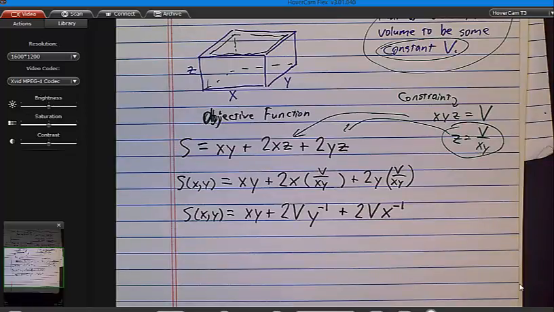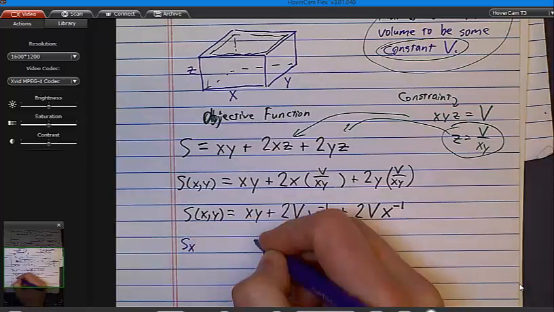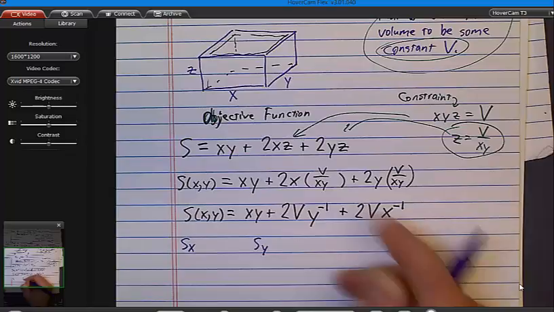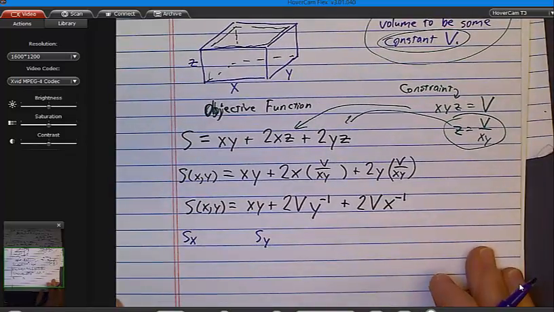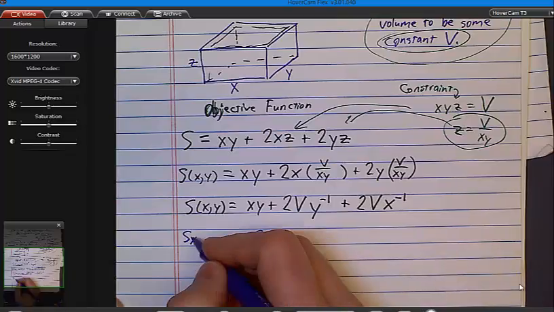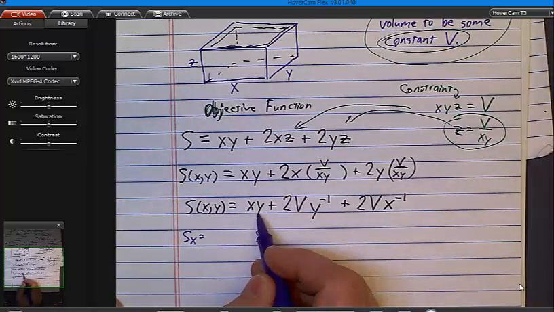But now what we want to do is we want to find critical values, right? And so to find critical values, here's where you want to find partial derivatives. We did this in class last week on the group work, right? So let's see, I'm going to do Sx, I'm going to do Sy, those partial derivatives. So Sx, what would that be? I guess it would be, well, we're treating y as a constant, right?